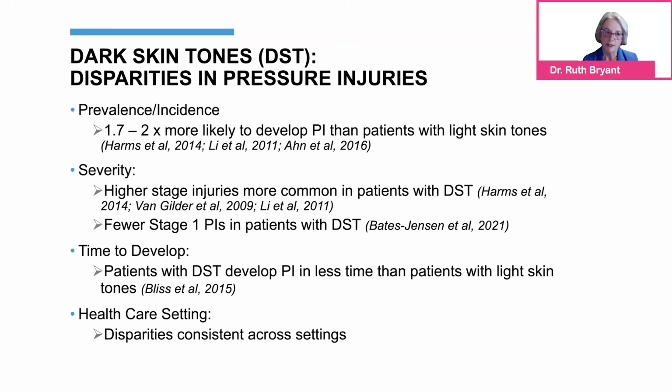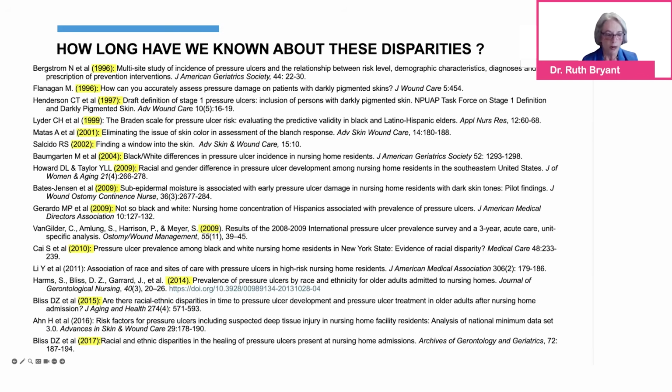These differences, these disparities, occur across all healthcare settings. So it's not unique to critical care or the hospital. It happens in all the healthcare settings. And what I wanted to point out with this slide is, how long have we known about these disparities? We've known about them a long time. Look at this. Dr. Bergstrom first described it in 1996, and then this is just, in order of the years, a number of times we've observed this going on. And so to me, this is a call to action.